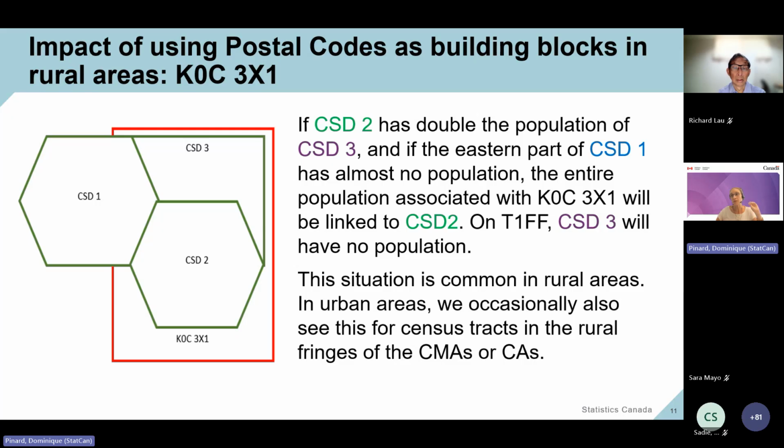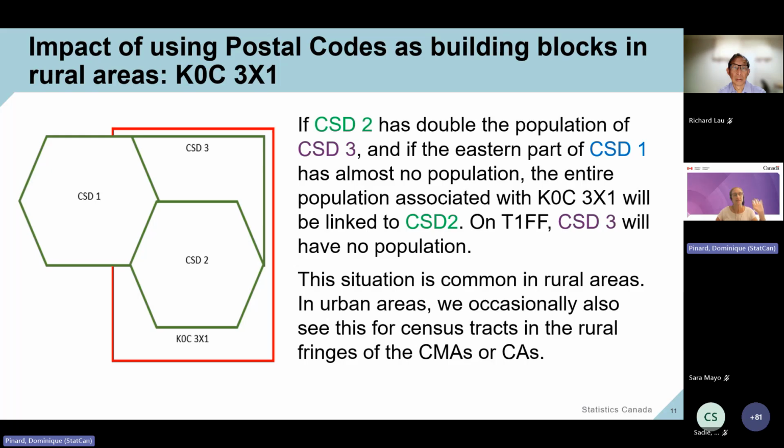The postal code is included in 3 CSDs, but most of the population, like the red box, is in CSD2. Based on the TIF criteria, because most population is in CSD2, everyone who has that postal code will be in CSD2. No population will be included in CSD1. No, sorry, CSD3. And CSD1 will have some population because another postal code is here covering the left side, but yet it will be missing a piece of population, and so lower counts.